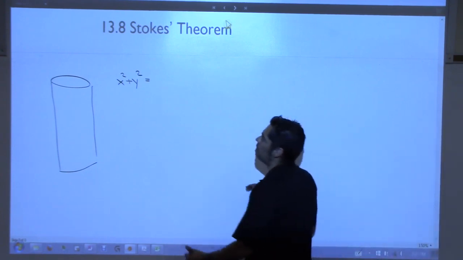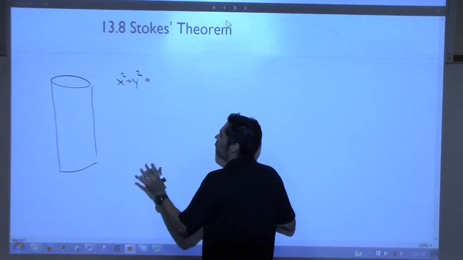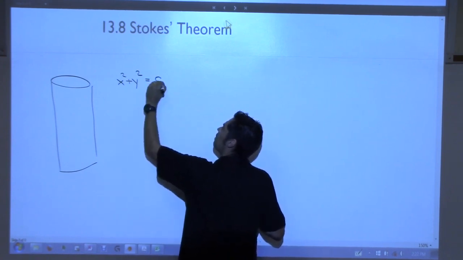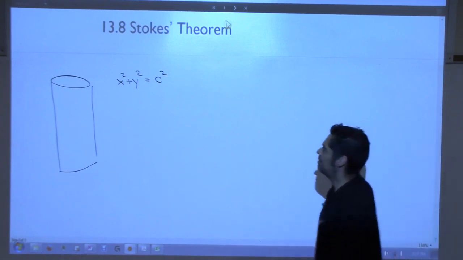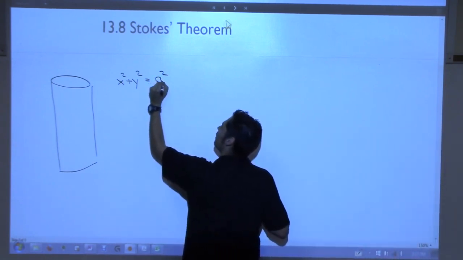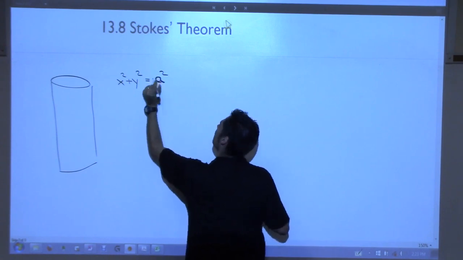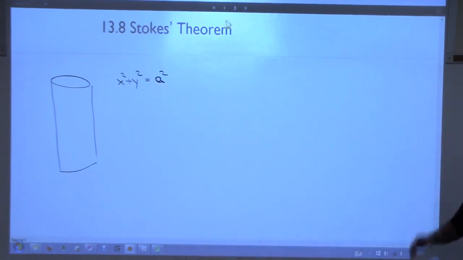Okay, let's not use r because we might need r. Let's just call it c squared. Is that okay? Some constant square. You want to do a? Okay, I'll do a. Just for you. Yes, that's okay. I'll do that. There you go. a squared.